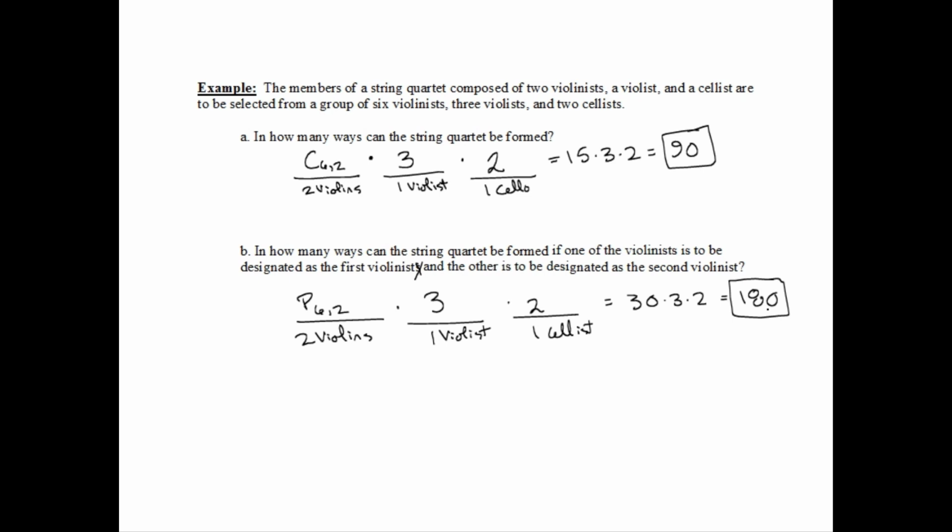Another way that you could think of this is just think of first violin, second, and then your viola, and then your cello. And so you could think of 6 times 5 times 3 times 2. Same thing.